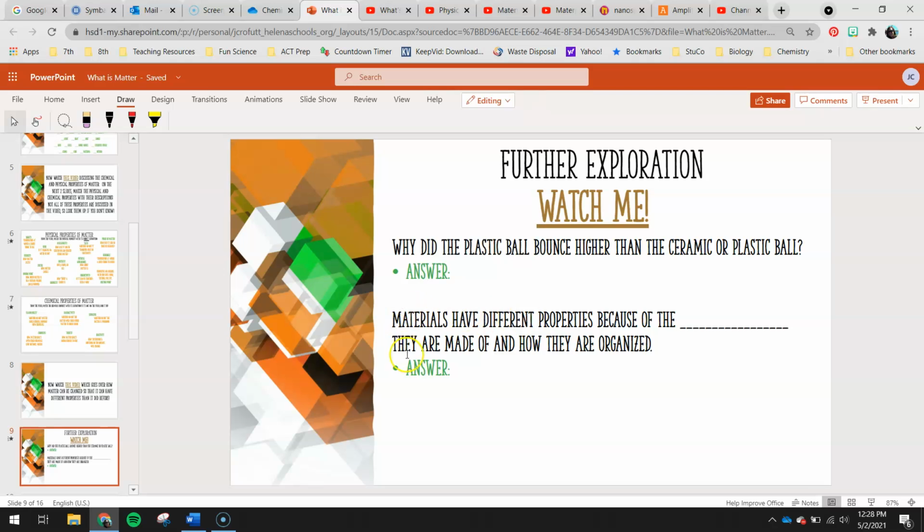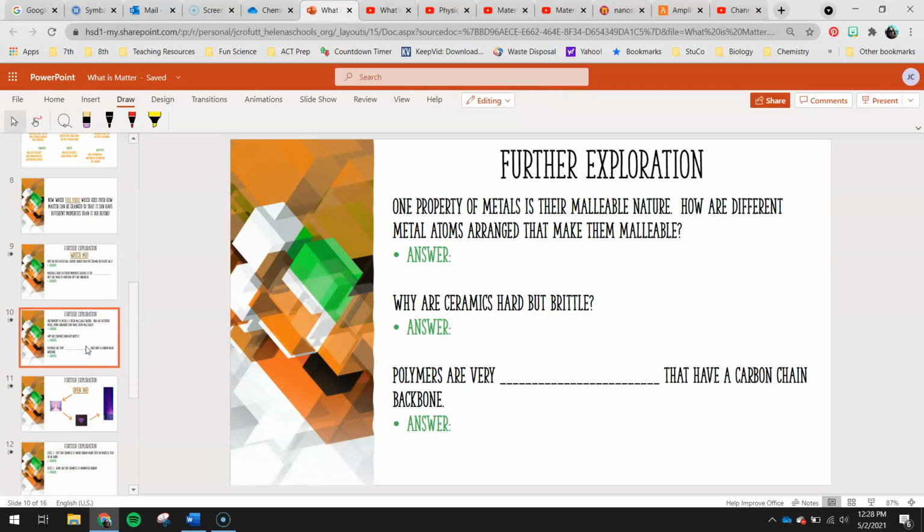Materials have different properties because of the blank they are made of and how they are organized. One property of metals is their malleable nature. How are different metal atoms arranged that make them malleable? If you remember from earlier, malleable means we're able to change its shape. Whereas something like ceramics, they're hard like metal, but they're not malleable. We can't easily change their shapes once they're cooked, if you know anything about ceramics. And then polymers are very blank that have a carbon chain backbone.